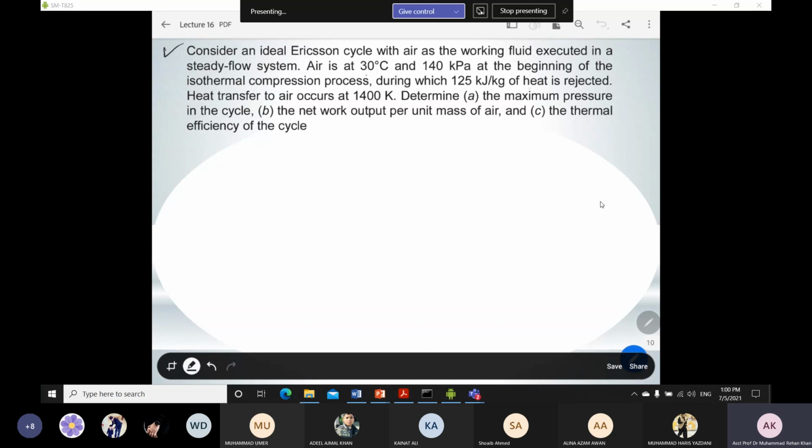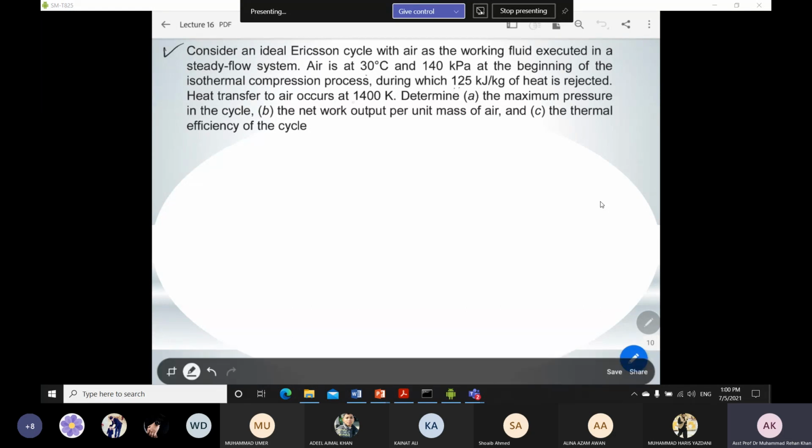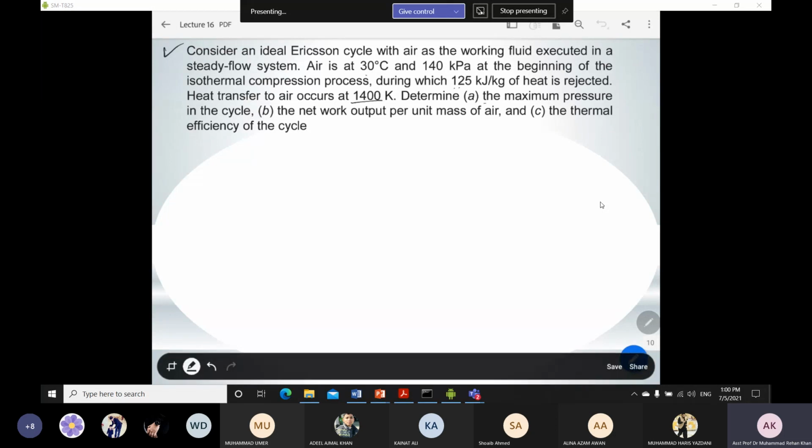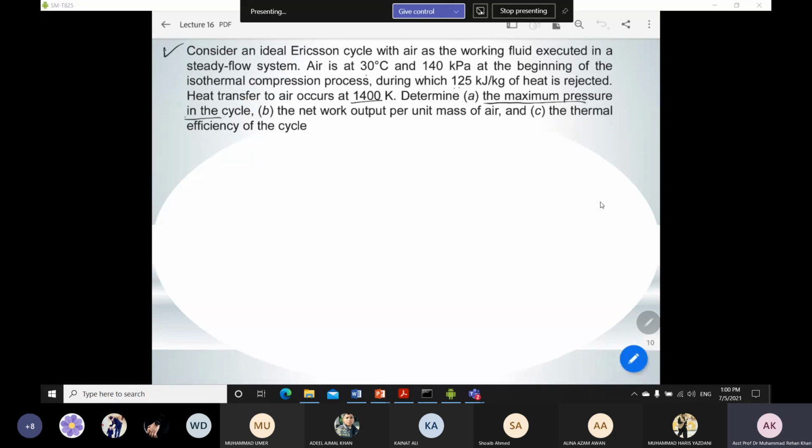125 kilojoule per kg of heat is injected, so Q34 is known to you in the question, and heat transfer to air occurs at 1400 Kelvin, so the highest temperature is mentioned. You have to find the maximum pressure, so P4, and the net work output per unit mass of the air and the thermal efficiency of the cycle.